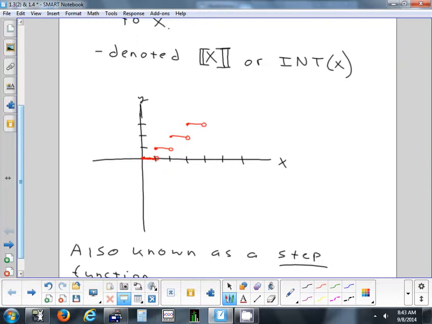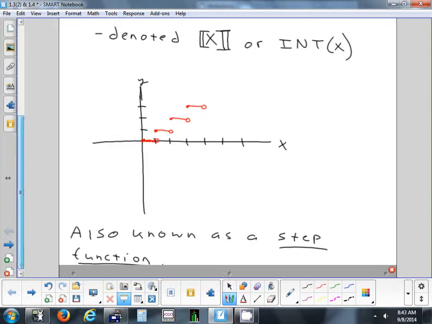So for example, on the second step up, 2 is not part of the second step. For 2, you have to jump up to the third step. Up there. Because that's where the greatest integer less than or equal to 2 isn't 1. It's 2. It's also known as a step function.